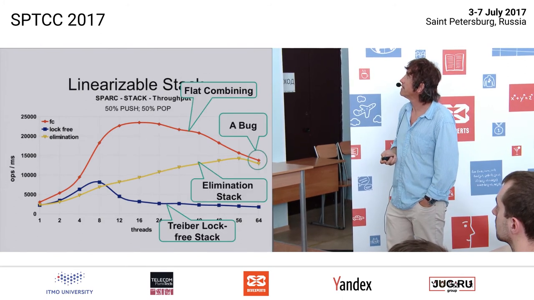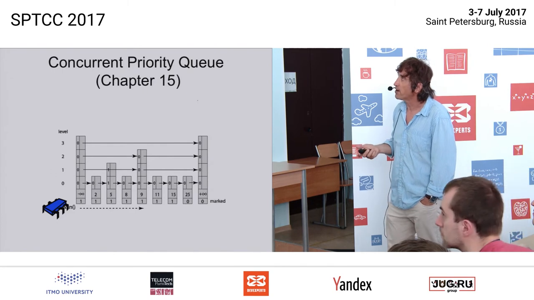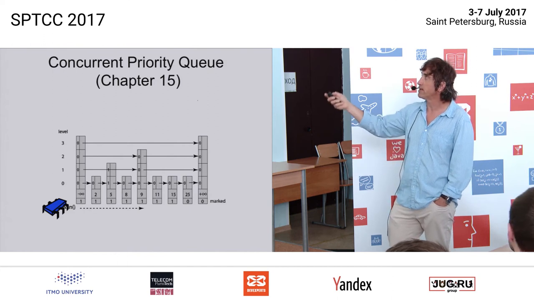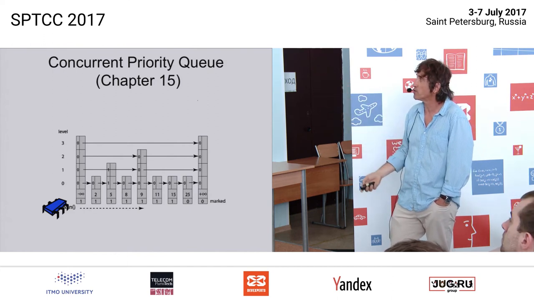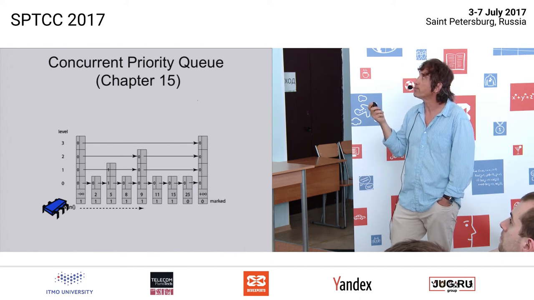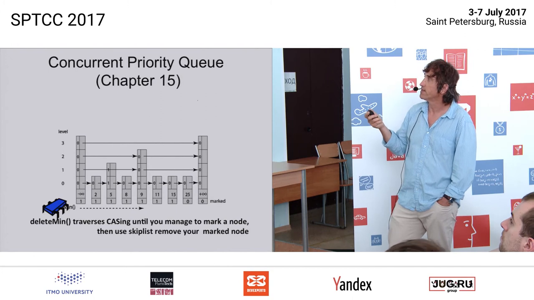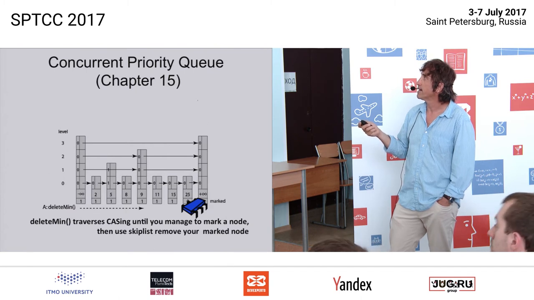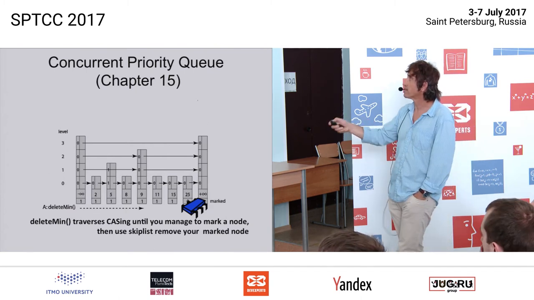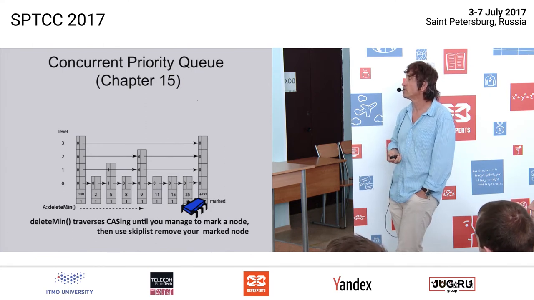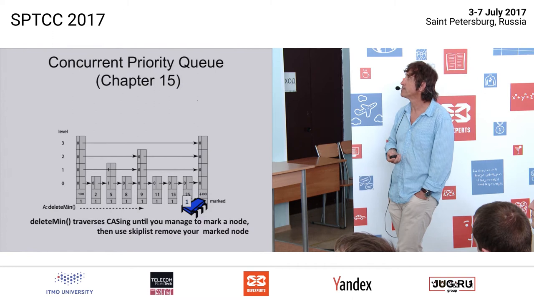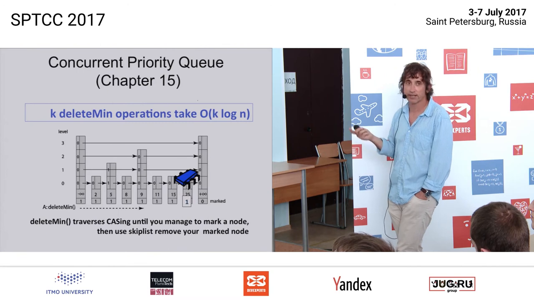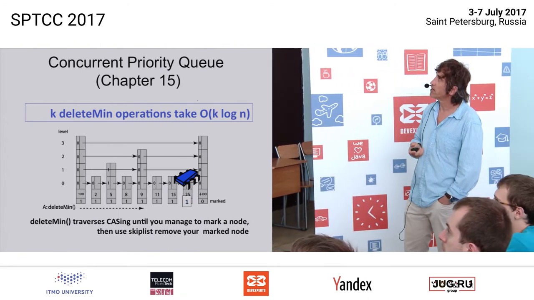So let me go back here. If I want to build a priority queue, I can take a skip list data structure. I don't know how many of you know what skip lists are, but it's like a search tree. To build a concurrent priority queue, threads traverse down the bottom and mark the bits of nodes as being removed. Then you go and remove the node from the list. This would be a concurrent implementation of a priority queue.